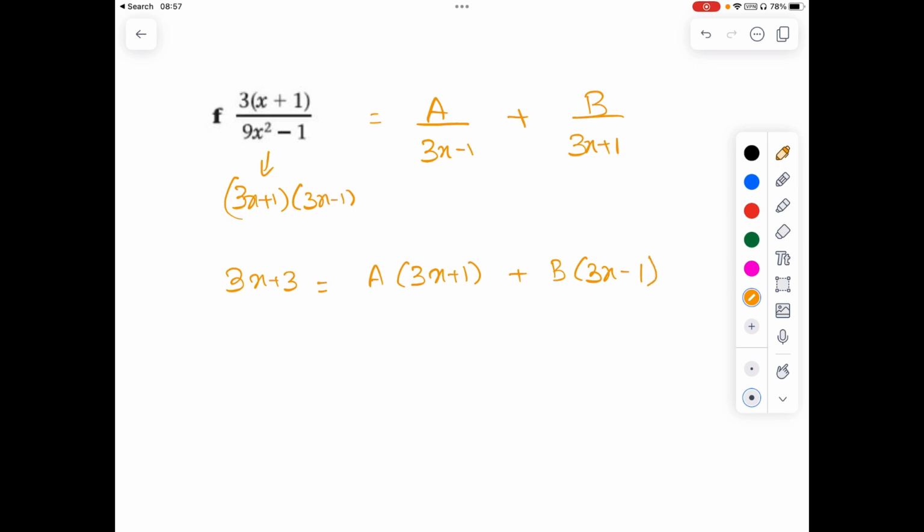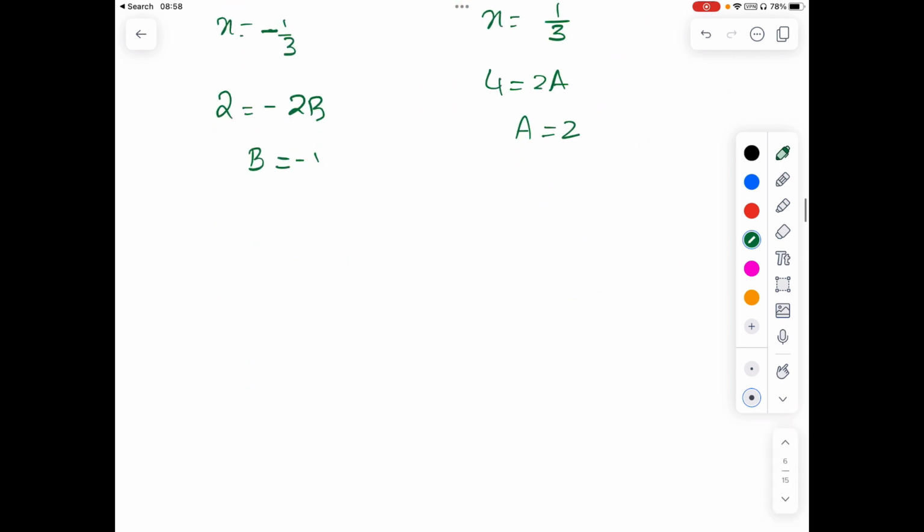So what am I doing? I'm plugging in x equals negative 1 upon 3. So it becomes 2 equals negative 2B, B equals negative 1. And similarly, plug in x equals positive 1 upon 3, 4 equals 2A, A equals 2. So what will the integral become now? 2 upon 3x minus 1 minus 1 upon 3x plus 1.